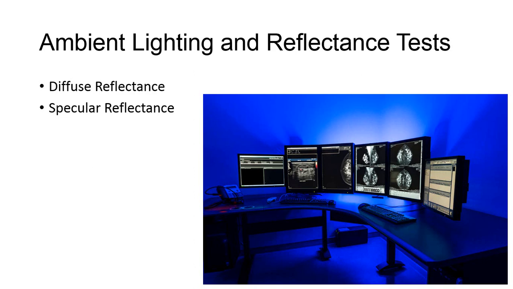Specular reflectance refers to the reflection of a specific, localized light source within the room, such as a light bulb, placed behind the person viewing the display monitor. It is defined as the ratio of reflected brightness to the brightness of that light source. These are both important because ambient lighting in the room must be dimmed to a point where both types of reflectance are below any noticeable level that would impede full visibility of the image.